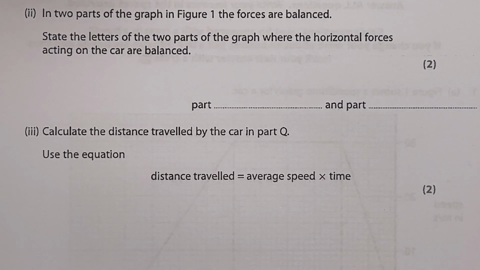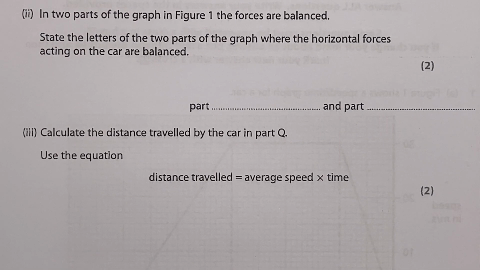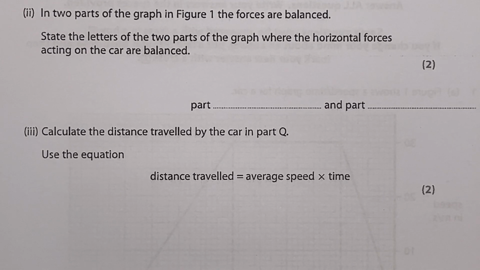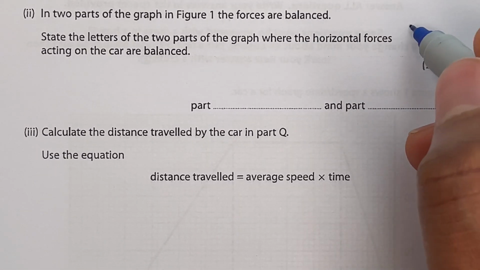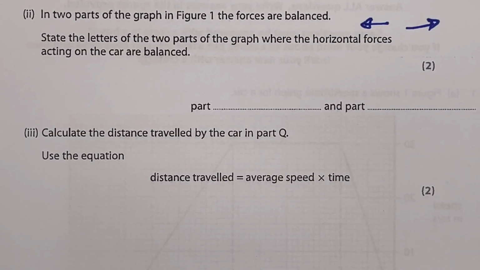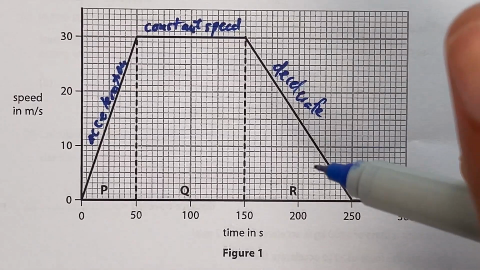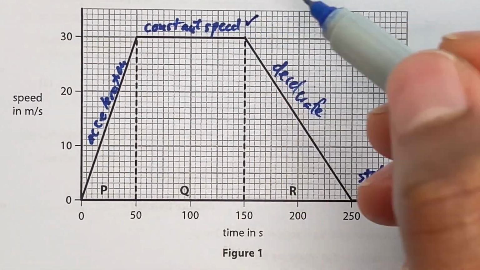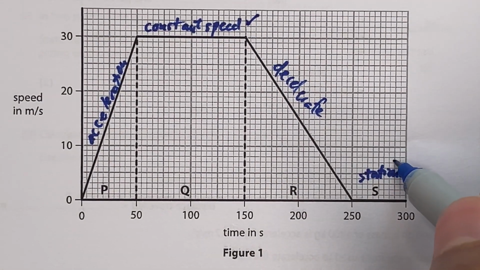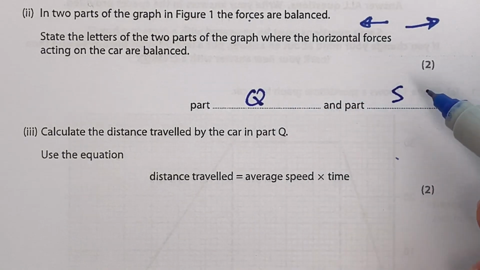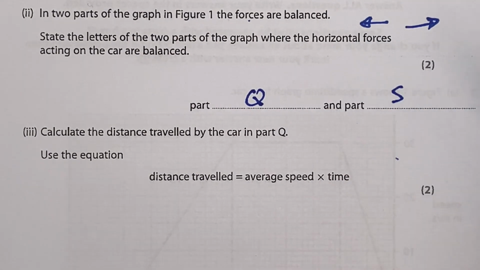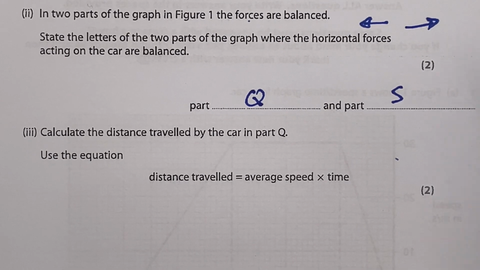In 2 parts of the graph, in figure 1, the forces are balanced. State the letters of the 2 parts of the graph where the horizontal forces acting on the car are balanced. The forces will be balanced if the car is moving at a constant speed, and also if the car is stationary. So that would be Q and S. Q is moving at a constant speed, and S, the car is stationary or not moving, so forces are balanced.